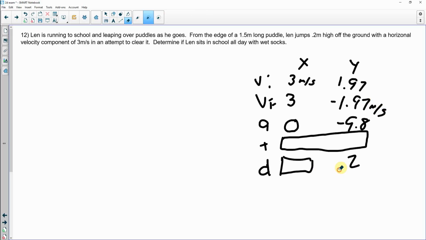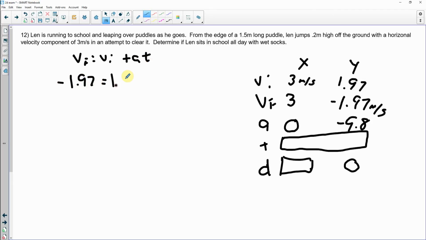And if that's the case, he no longer goes 0.2 meters up. He comes back down to the ground, which is 0 meters. So in the interest of space, I'm doing this on the same chart. I totally invite you to make a separate chart. Okay? But now that I have this, I can use the old VF equals VI plus AT. Negative 1.97 equals 1.97 plus negative 9.8t. And then negative 1.97 minus 1.97. I subtract 1.97 from both sides.